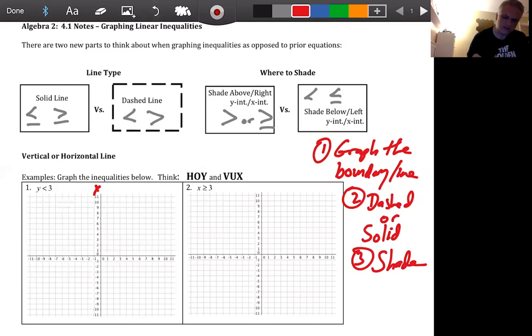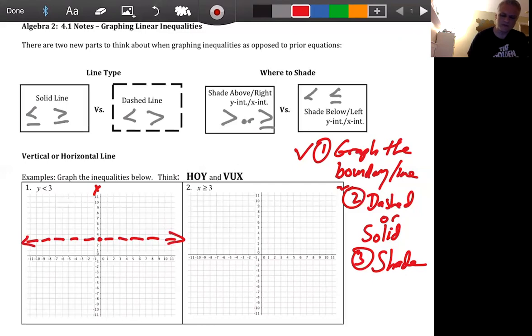Now my question to you is, is it going to be dashed or solid? Well, this says less than. It does not say less than or equal to. So when I graph this, it's going to be dashed, because it's not equal to, it's just less than.